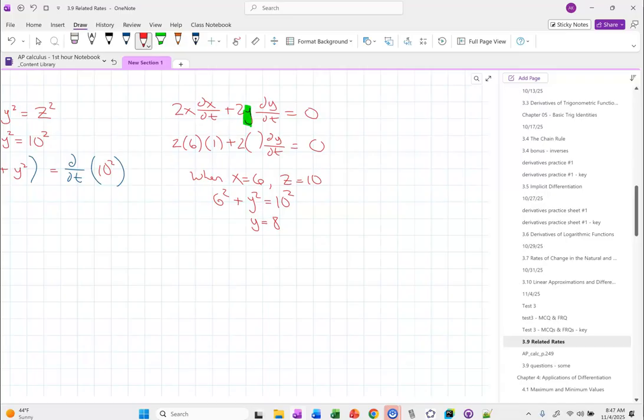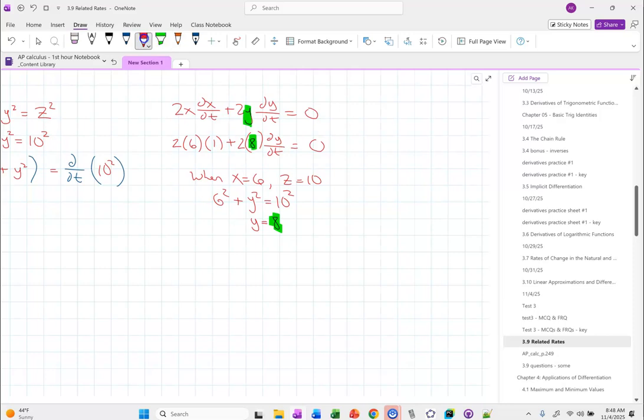Is everybody all right? So notice that y isn't always 8, but at the instant that I care about, when x is equal to 6, y has to be equal to 8 because the Pythagorean theorem still has to hold, because it's still a right triangle. Is everybody okay?